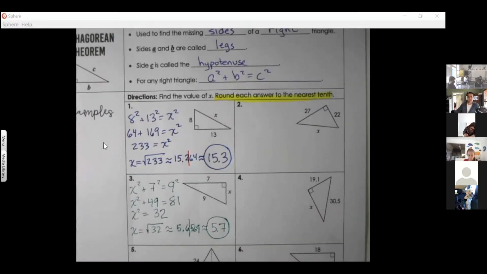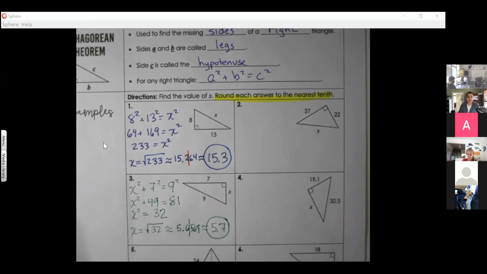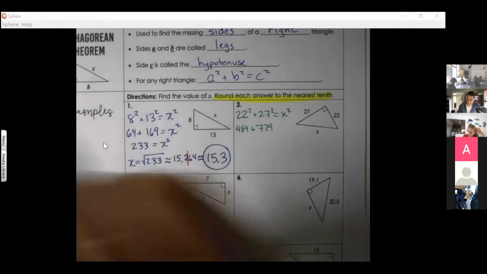Any questions on this so far? Would you please do numbers 2 and 4 yourselves now? Let's get you doing a little practice.